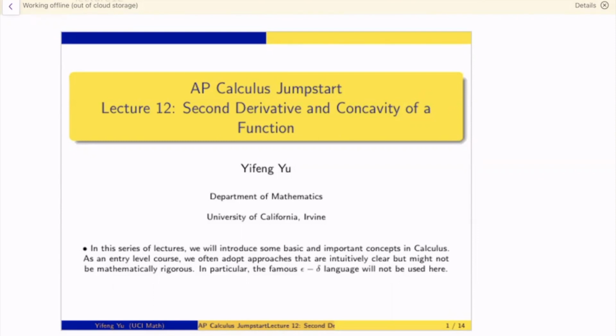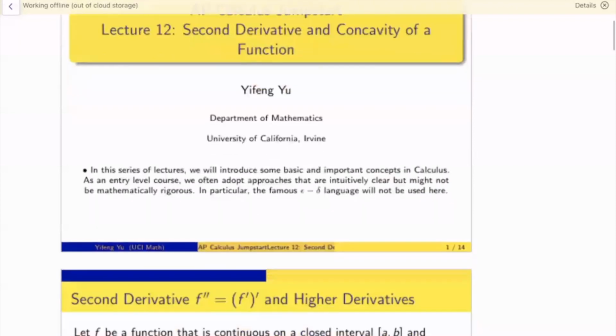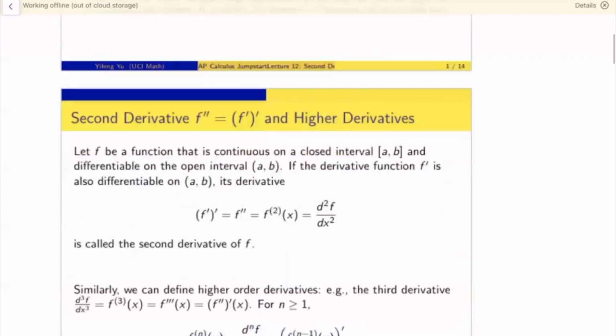Now, in this lecture, we will look at the second derivative of a function and how it is related to a geometric property called concavity of the corresponding function. All right, so first let's see how we define the second derivative and other higher order derivatives.